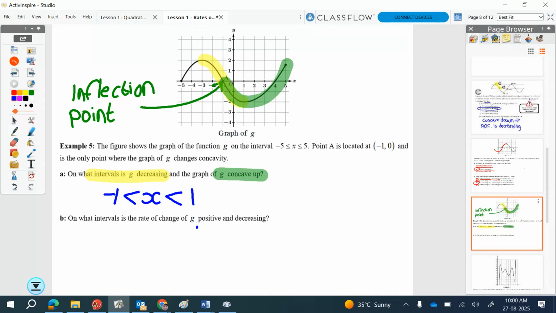On what interval is the rate of change positive? So the rate of change being positive means the function is going up. So let me just clean the graph a little bit.